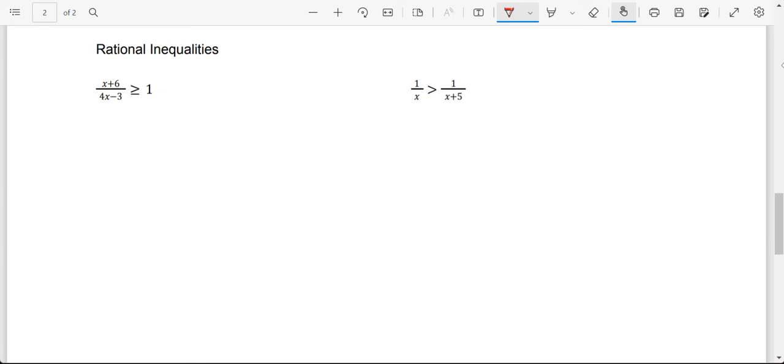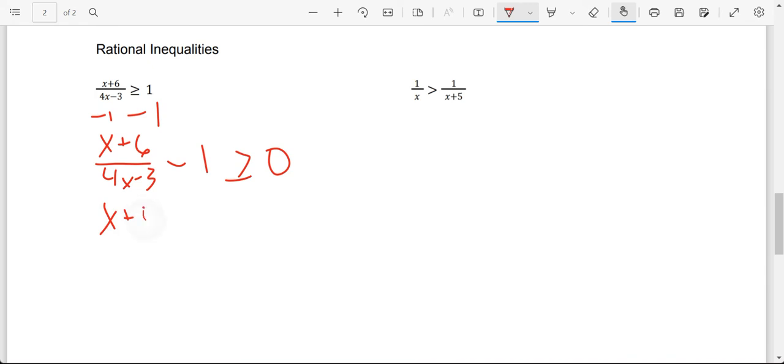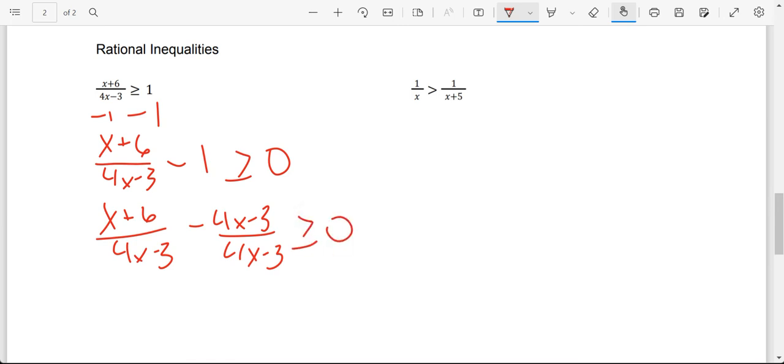So, this is the last part, and that's rational inequalities and solving them. So what I'm going to do with this one here, I'm going to move the 1 over. Then I'm going to get a common denominator. It's going to get me x plus 6 over 4x minus 3, and I'm just going to multiply the 1 by 4x minus 3 over 4x minus 3. x minus 4x will be negative 3x. 6 minus negative 3 will be positive 9.